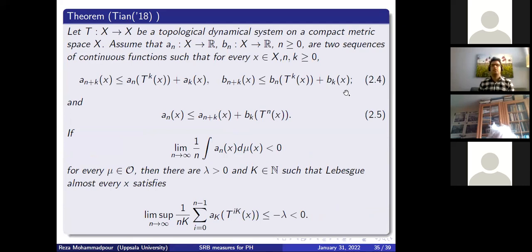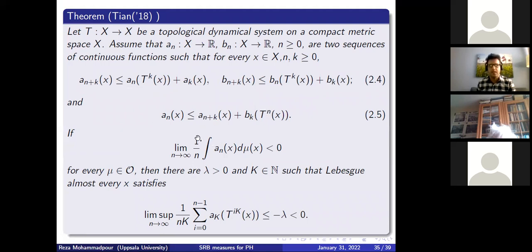Now we have a result by Tian. Tian has this result: let T be a topological dynamical system on a compact metric space X. Assume that a_n and b_n are two subadditive sequences. What I mean by subadditive is a_{n+k}(x) is smaller or equal to a_n(T^k x) plus a_k(x), and b_{n+k}(x) is smaller or equal to b_n(T^k x) plus b_k(x). And a_n(x) is smaller or equal to a_{n+k}(x) plus b_k(Tx).